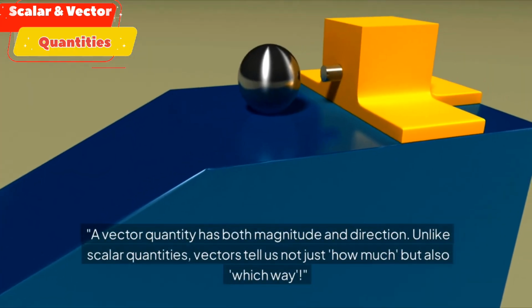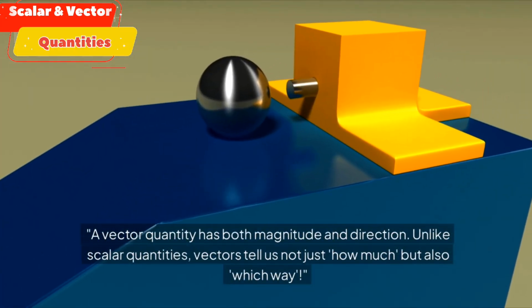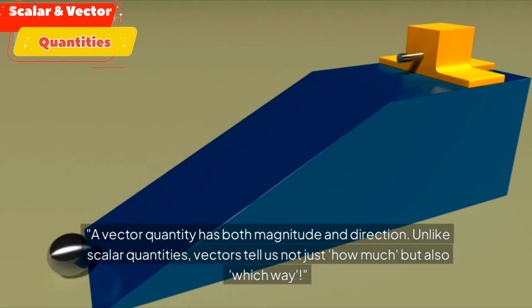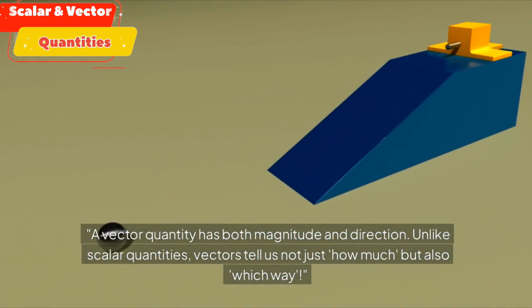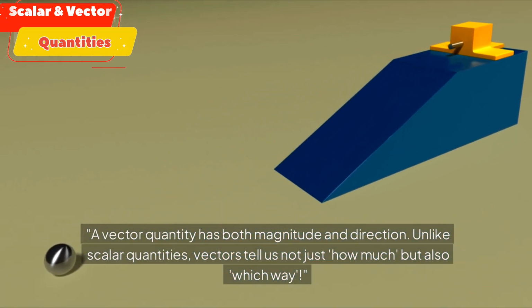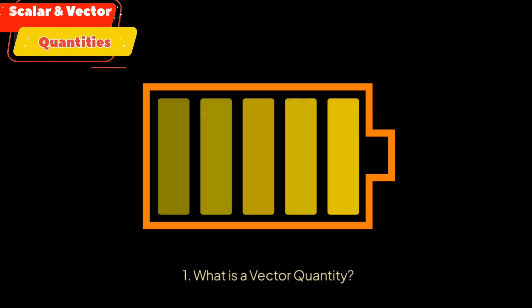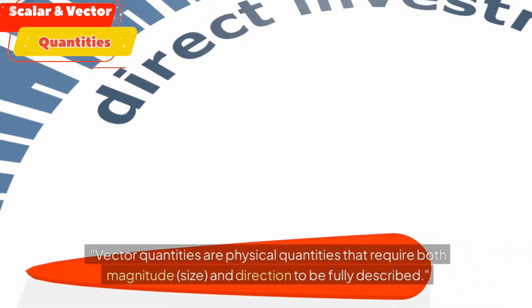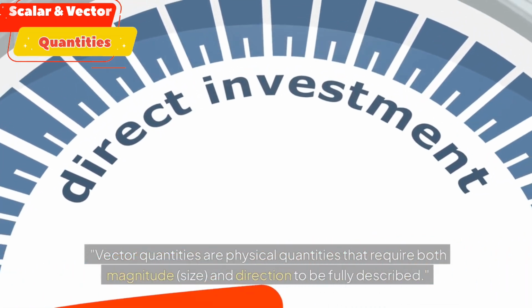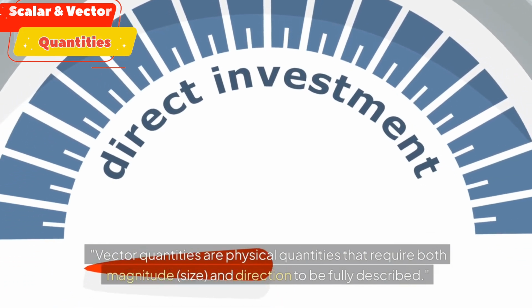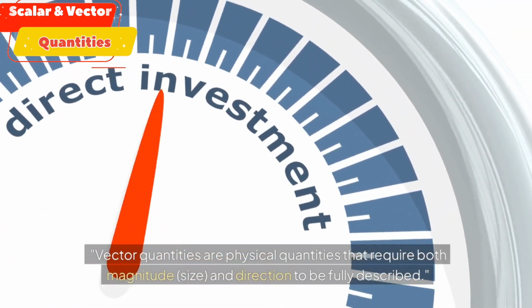A vector quantity has both magnitude and direction. Unlike scalar quantities, vectors tell us not just how much but also which way. 1. What is a vector quantity? Vector quantities are physical quantities that require both magnitude, size, and direction to be fully described.